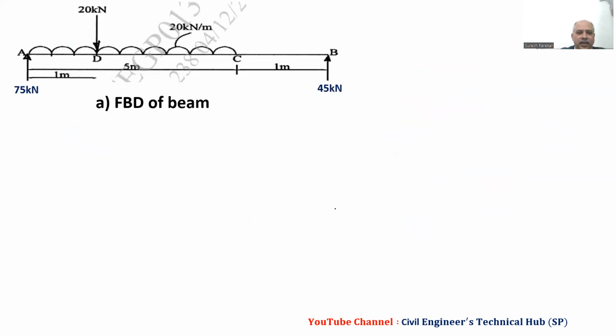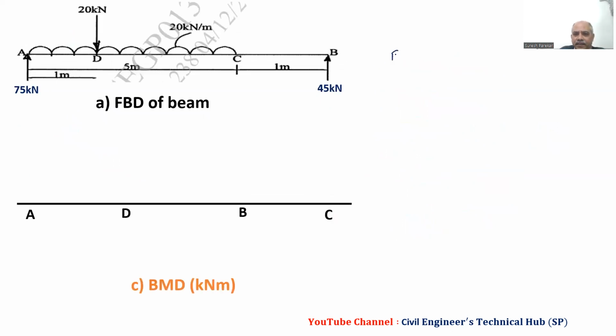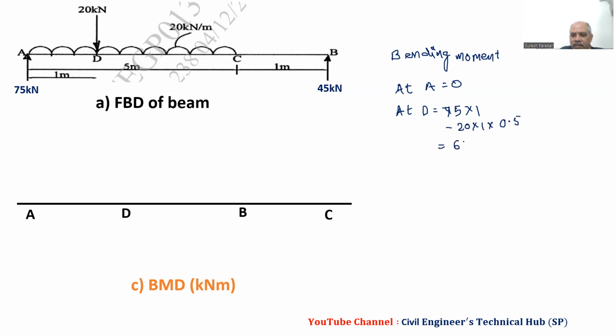Then we have bending moment. We have at A 0. Then at D, 75 into 1 minus 20 into 1 into 0.5. So it comes 10, so 65 kilonewton meter. Then at C, if I calculate from the right side, anti-clockwise plus, therefore we have 45 into 1, so it comes 45 kilonewton meter.